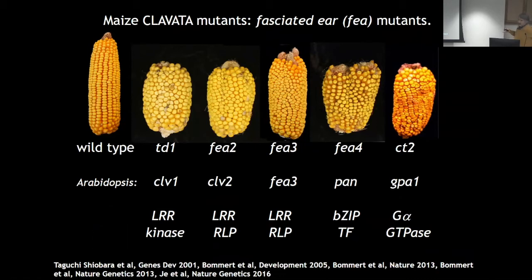Some of these mutants, as you would expect, we clone them, and they're orthologs of the CLAVATA genes, right? This is not surprising. So TD1 is CLAVATA1, this LRR receptor. Fea2 is CLAVATA2. And then others that we've cloned have been different. So we have found new things in maize that were not discovered in Arabidopsis. So Fea3 is a new type of LRR receptor that functions somehow in the CLAVATA feedback, but was not characterized in Arabidopsis, but it does function in Arabidopsis. Fea4 is a transcription factor. And I'll talk a little bit about CT2. That's a G protein that we think is involved in signaling downstream of these receptors.